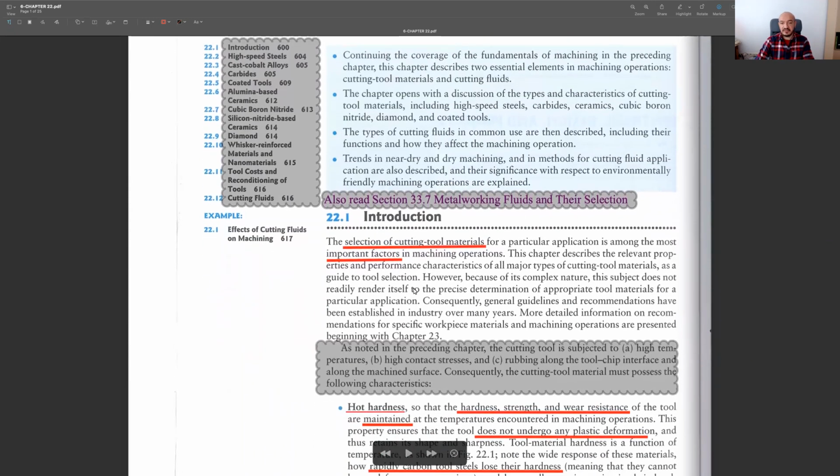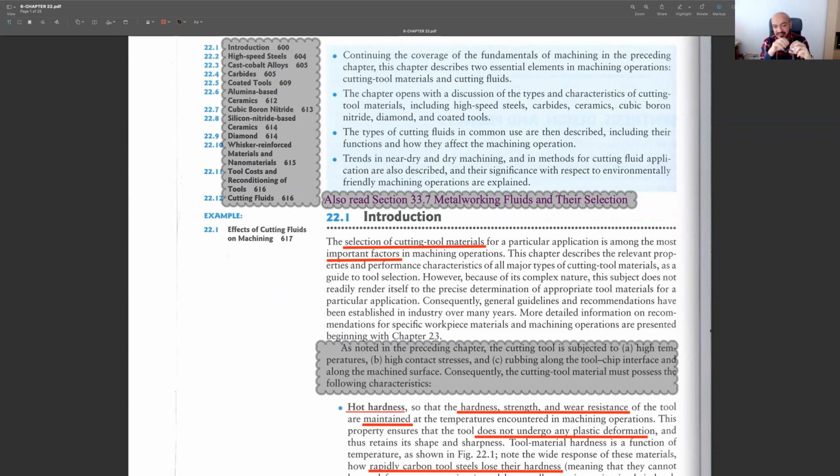Now, let me briefly start with the requirements in machining. So, what do we need to have in machining? First of all, if you want to start a machining process, then you need to have some relative motion between the cutting tool material and the workpiece. If you don't have it, then obviously they will be sitting beside each other and nothing will happen. This is the first requirement. We need to have relative motion.